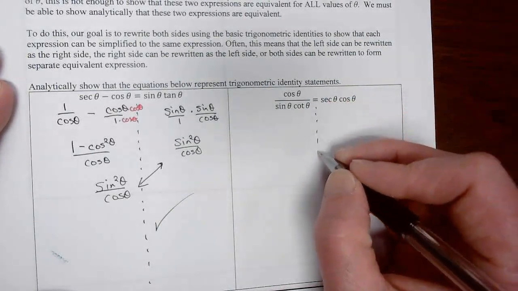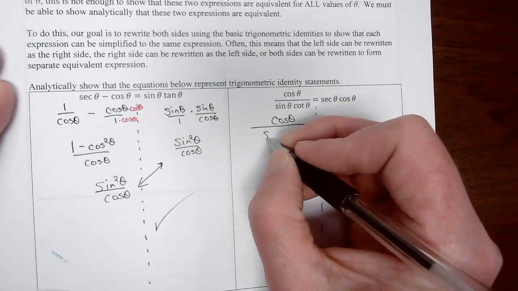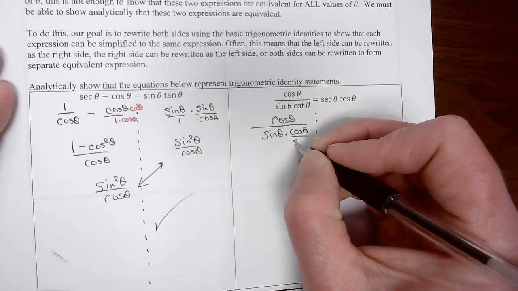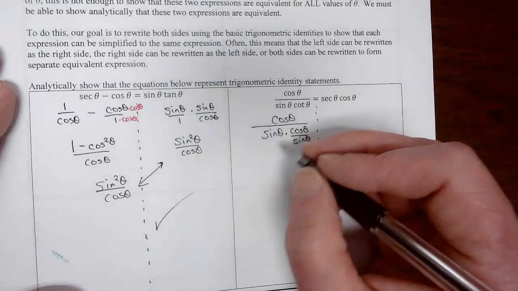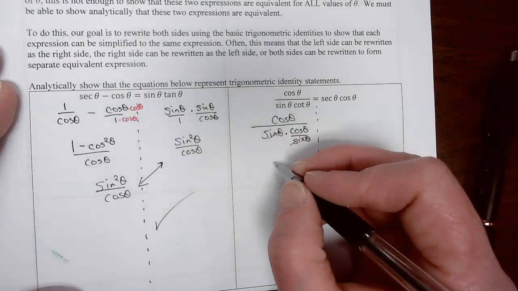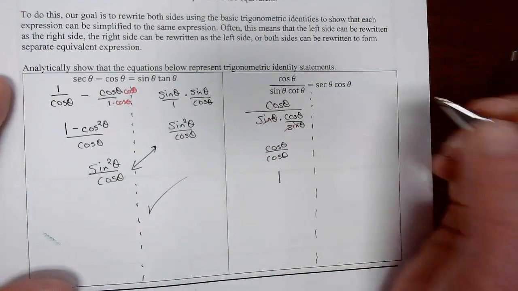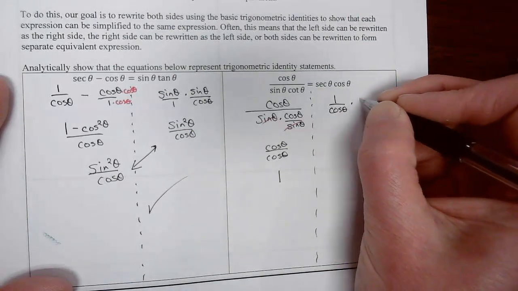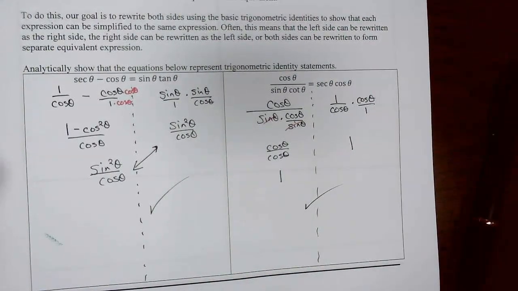Cosine divided by sine times cotangent, which is cosine over sine. Now I could just work on this side for a little while if I wanted, because I noticed that the sines are going to cancel. And now I've got cosine divided by cosine, which is just a 1. Okay, well, let's see if we get that over here. Secant is 1 over cosine times cosine. Well, that's just 1. It matches.